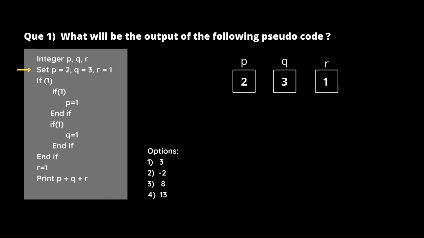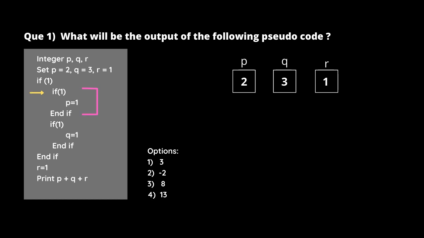As you can see, there are three variables given here, P, Q and R. So I have represented P, Q and R, and the initial value of P is 2. So I have initialized P with 2. Then Q is initialized with value 3 and R with 1. Now after this, if we move to the next line, there is an if statement which is if 1. So this particular statement is true because we have passed 1 inside the if, which is considered as true. So now we will move to this particular if block.